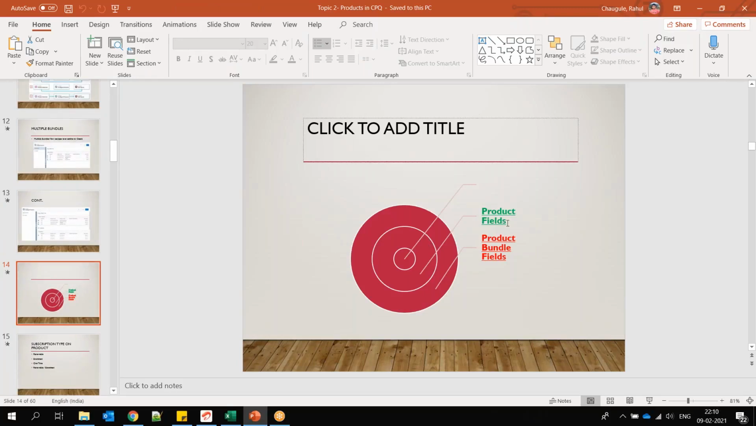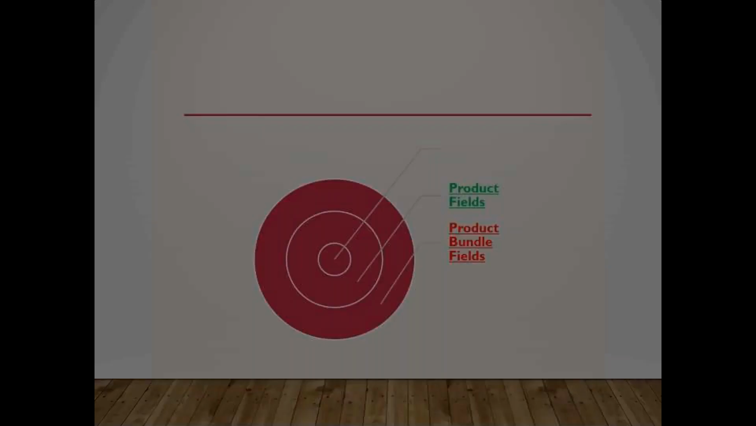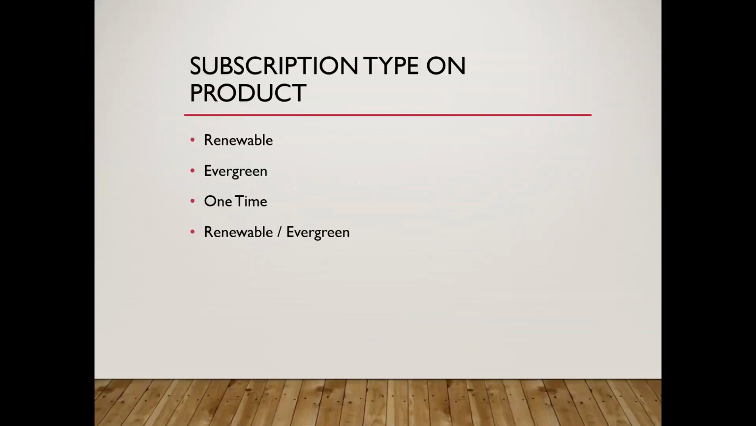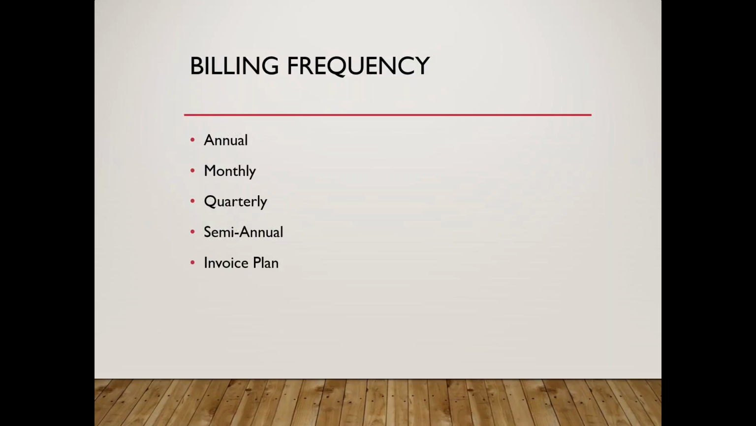Then we discuss product fields, product option fields. This slide is already covered. I'm just going through the slides today. Subscription type on product. We discussed this subscription type yesterday: renewable, evergreen, one time, and renewable evergreen, right? So yesterday we completed this subscription type on product. Then we completed charge type, one time, recurring, usage. Then billing frequency, I discussed these from the billing package, but still we discussed annual, monthly, quarterly, and how this will drive logic for invoicing.